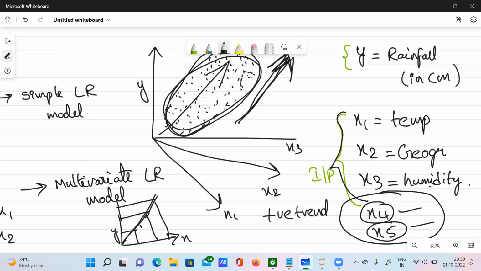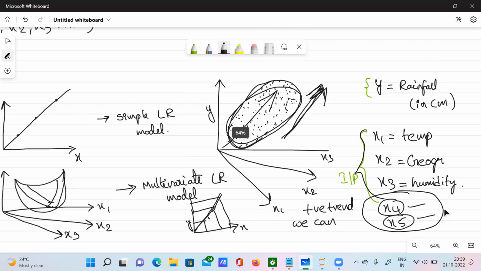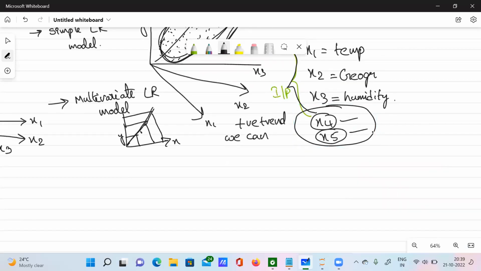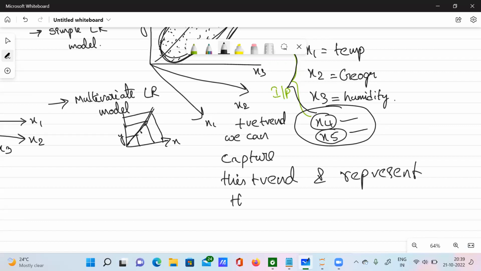So using this trend, we can capture this particular trend and represent this trend in the form of a model.